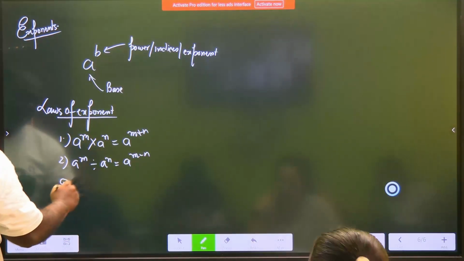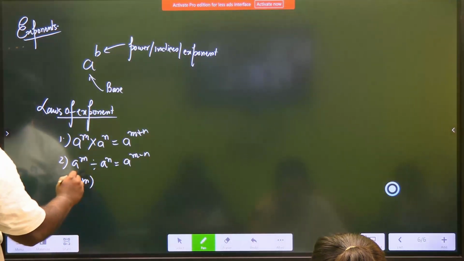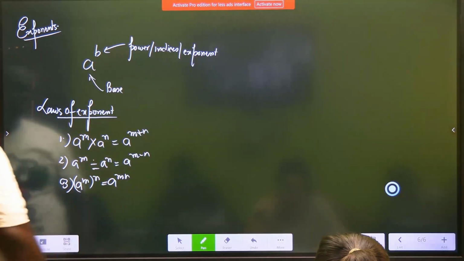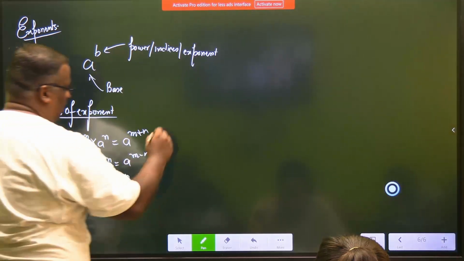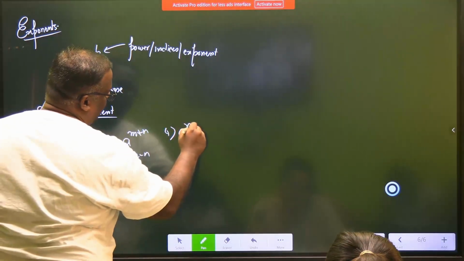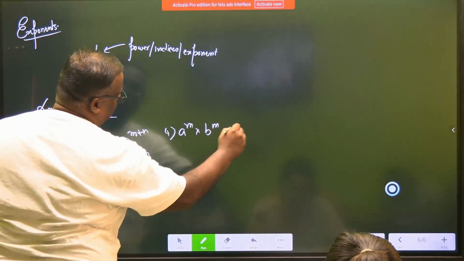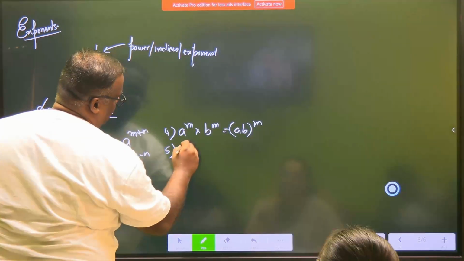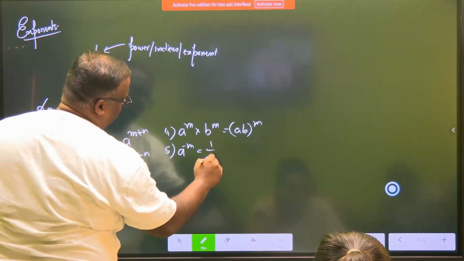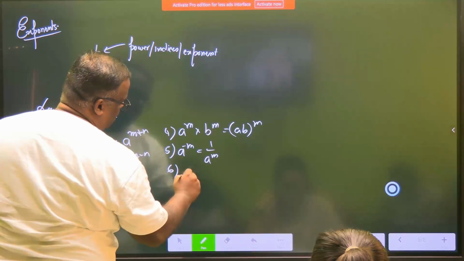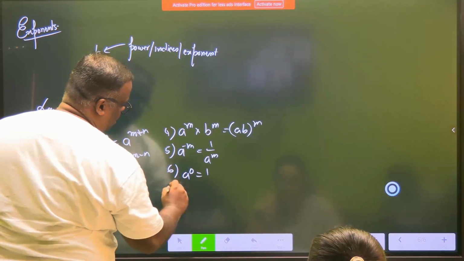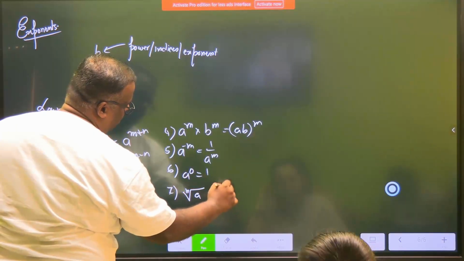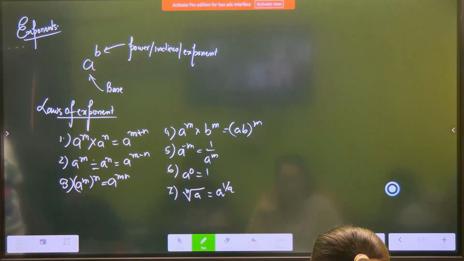Number 3, a to the power m whole thing to the power n is equal to a to the power mn. Number 4, a to the power m, b to the power m can be written as ab to the power m. Number 5, a to the power minus m is 1 by a to the power m. Number 6, a to the power 0 is equal to 1. Number 7, nth root of a is a to the power 1 by n. Almost all done.